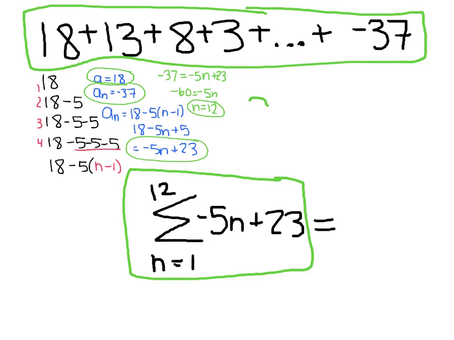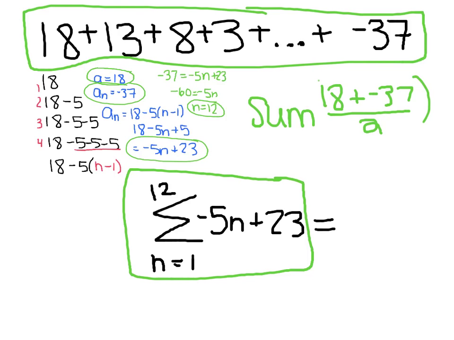But if I actually wanted to find the sum of the sequence, I'd have to take the first term plus the last term, divided by 2, times the number of terms, that's 12. And so for that problem, I'm going to take 18 minus 37, which is negative 19, times 6, I get negative 114. So the sum of the series is negative 114.